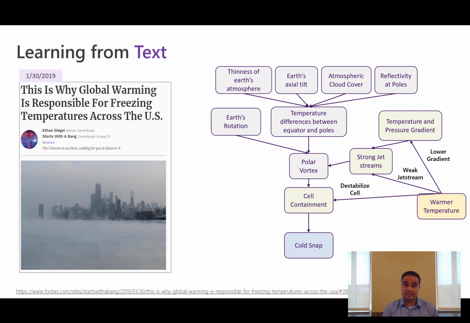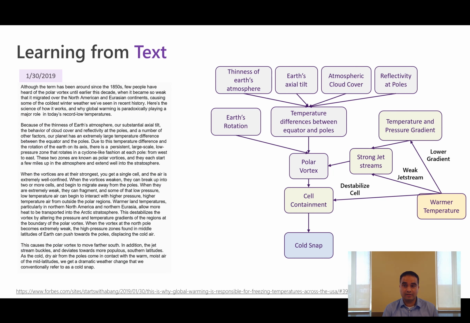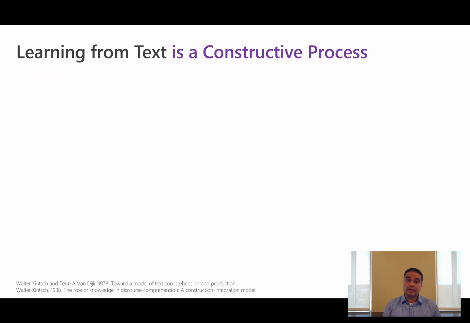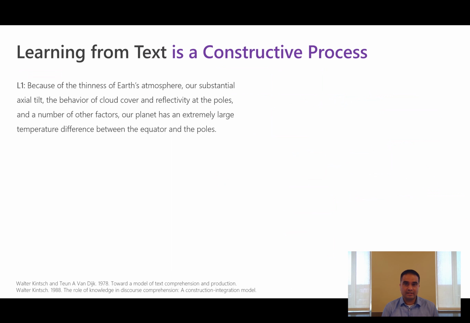How do we develop this understanding? Well, text remains the primary medium for science communication, and we need to build this understanding from reading text. According to theories of text comprehension, learning from text is a constructive process. Consider this first sentence of the polar vortex article. As you read it, you need to identify and recruit individual concepts into your working memory.